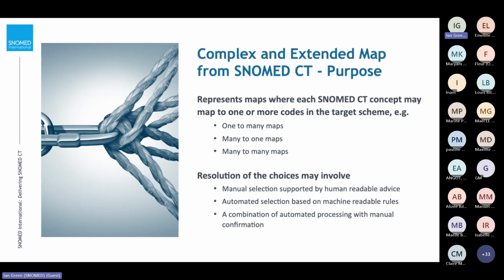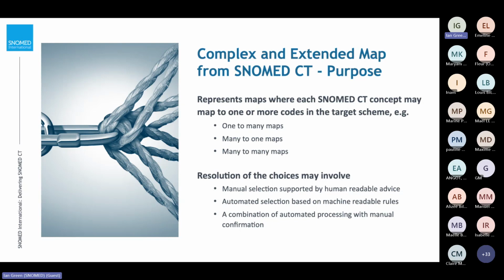How you decide about how that's implemented, there are two main ways of doing it. One is an automated selection. If you have a specified map, you can run it through a system, and the system will say, if I have this SNOMED code and it's a one-to-one map, it's one of these in whatever the other code system is. Great, works really well.